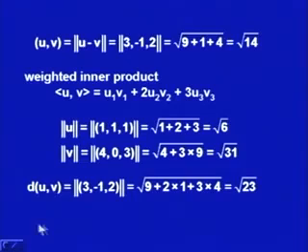Now, the distance between u and v on this weighted inner product is the norm of (-3, 1, -2), and this comes out to be: 1 times 3 squared is 9, plus 2 times 1, plus 3 times 2 squared, that is 12. So, it is 23, and this comes out to be root 23.